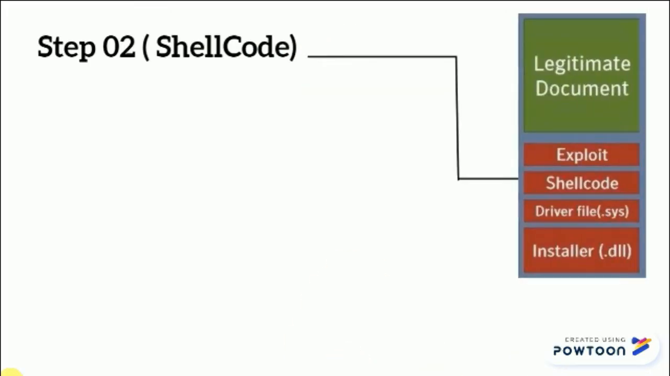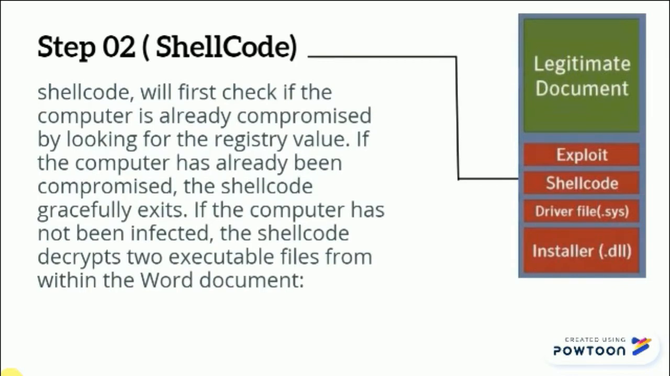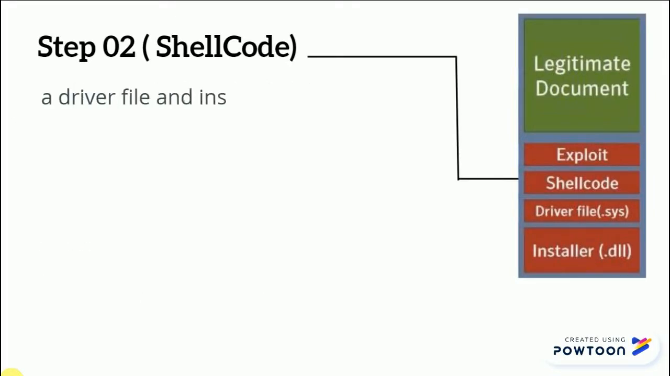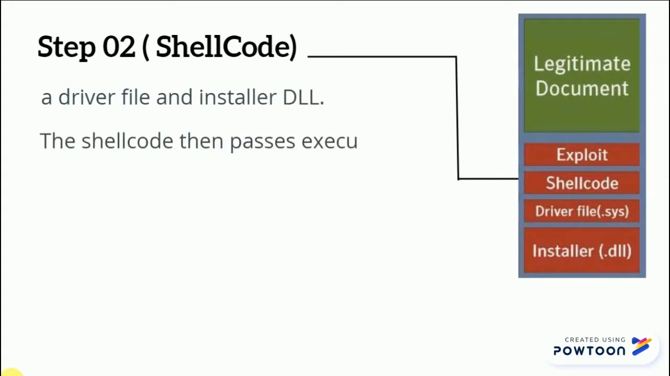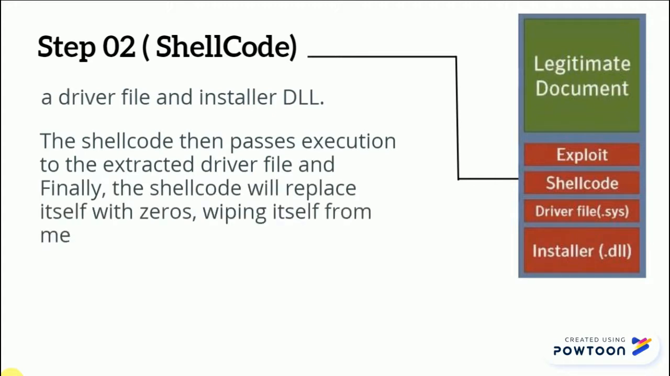After the initial exploitation, the shell code in the Word doc will be executed on the system as kernel mode execution. This shell code will first check if the computer is already compromised by looking for a registry value. If the computer has already been compromised, the shell code gracefully exits. If the computer has not been infected, the shell code decrypts two executable files from within the Word document: a driver file and an installer DLL file. The shell code then passes execution to the extracted driver file, and finally, the shell code will replace itself with zeros, wiping itself from memory.